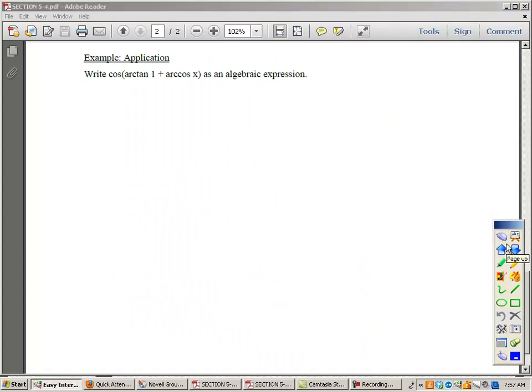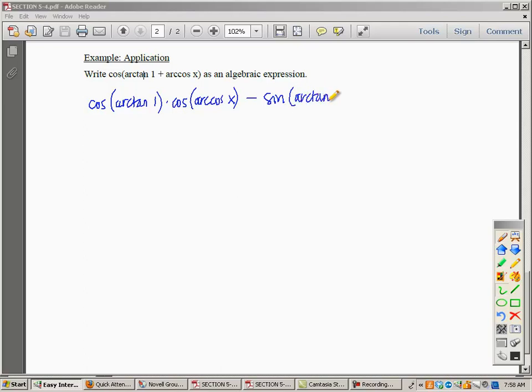I also love this one because it mixes in part of 5-3, or actually chapter 4, which we haven't done in a bit, but I love this question. Take a look. I'm going to do the cosine of a sum, okay? So here we go. The cosine of my sum says take the cosine of the first times the cosine of the second, and it was a plus, so it's minus the sine of the first times the sine of the second.